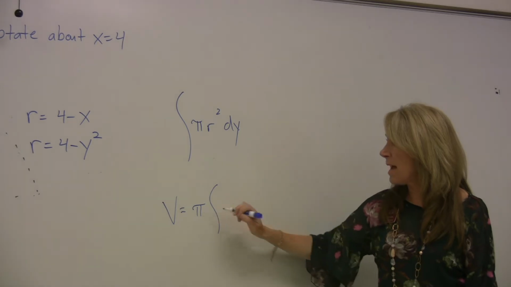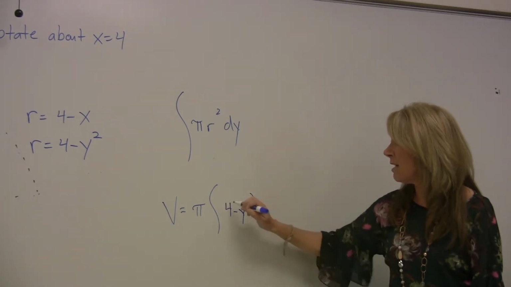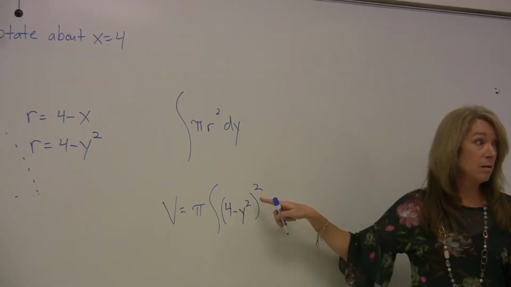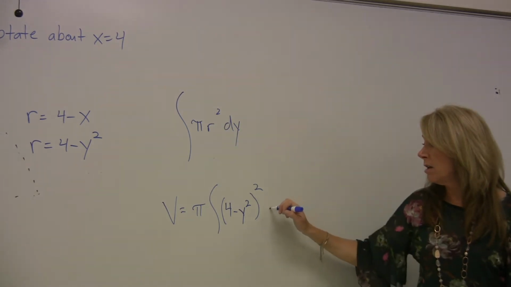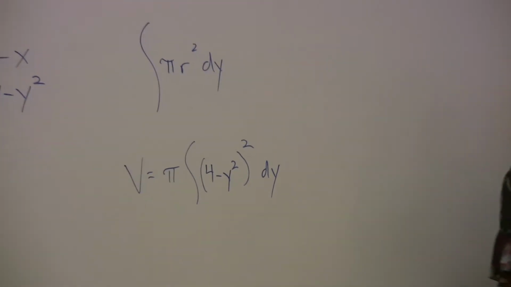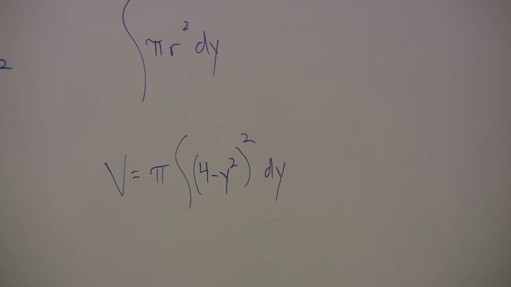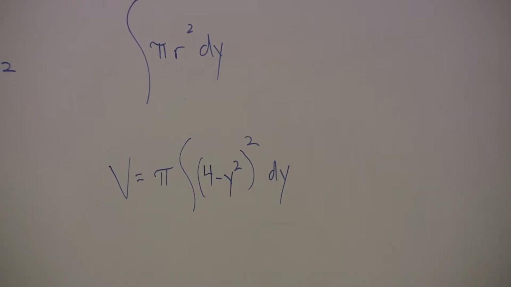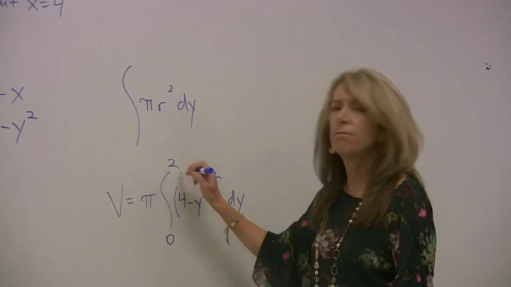Okay, so we took the pi out front. The radius we agreed was 4 minus y squared, and we still have to square that radius. So pi's out front, the radius is squared, dy. What else do I need? The limits, the bounds, yes. From 0 to 2, he says. Do we agree with him?